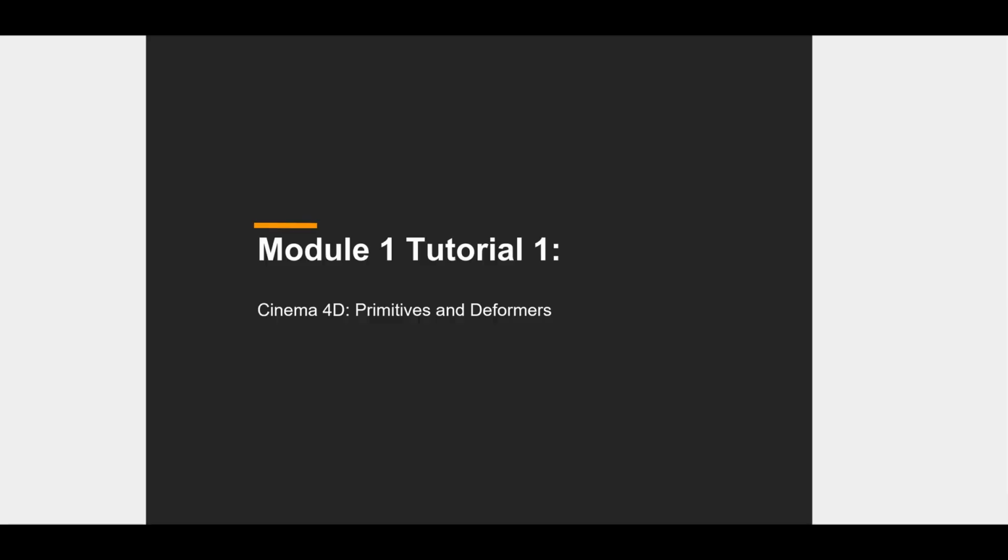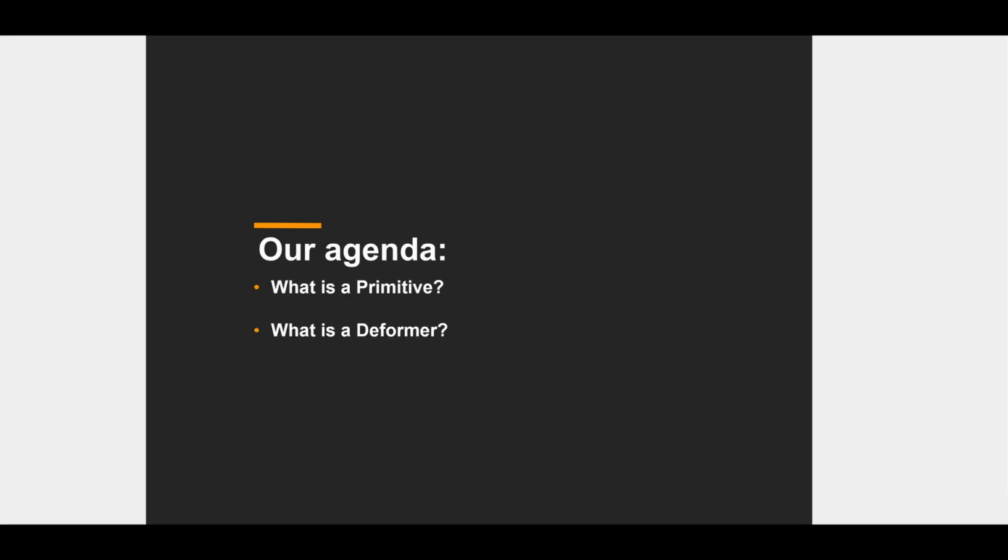In our last tutorial, we were introduced to Cinema 4D, the viewport, its UI, navigating around objects, and controlling the camera. Next, let's look at primitives and deformers. So, let's start right from the beginning. What is a primitive and what is a deformer?